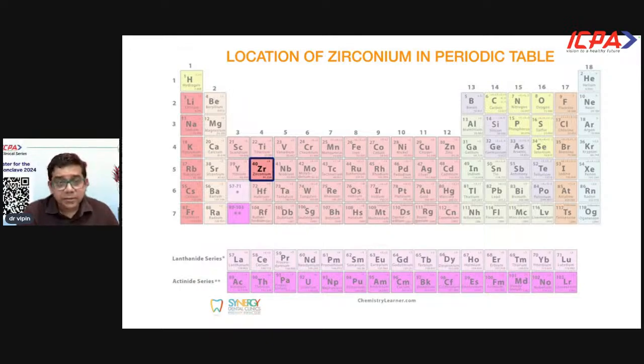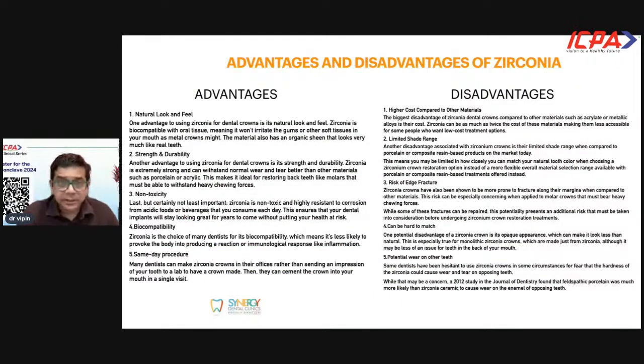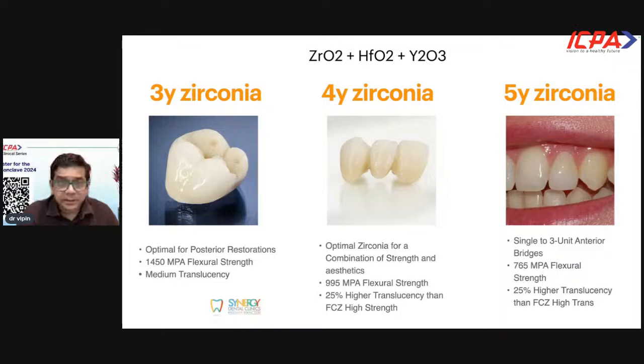Zirconia being white in color, we have started using it in our prosthetics. Right? A lot of advantages, disadvantages. I don't want to read all of them. But when we talk about zirconia, we should understand what material we are giving to our patients and where to use which materials. When they were introduced, they used to give monolithic crowns for posterior, which had an excellent flexural strength of 1450.